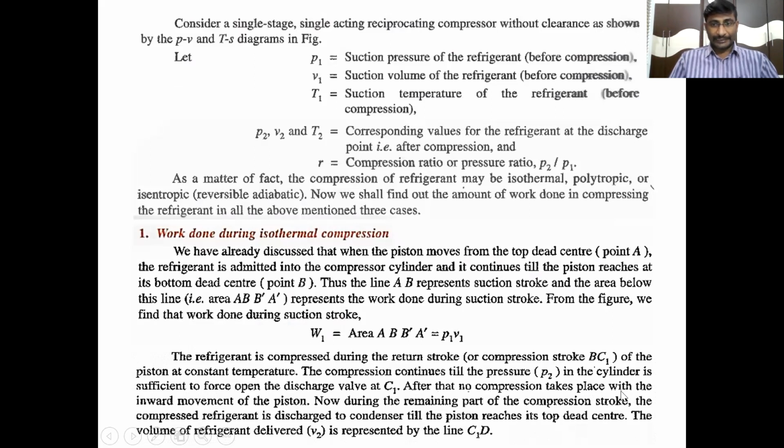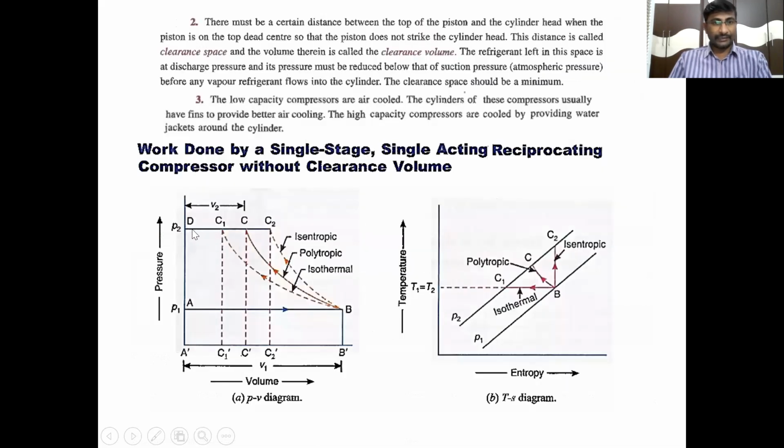After that, no compression takes place during the inward movement of the piston. During the remaining part of the compression stroke, the compressed refrigerant is discharged to the condenser till the piston reaches its top dead center. The volume of refrigerant delivered, V2, is represented by the line C1D if it is isothermal. CD is the discharge volume if it is polytropic. C2 to D is the volume V2 if it is isentropic compression. Clear? In this diagram, only V2 is shown from C to D.